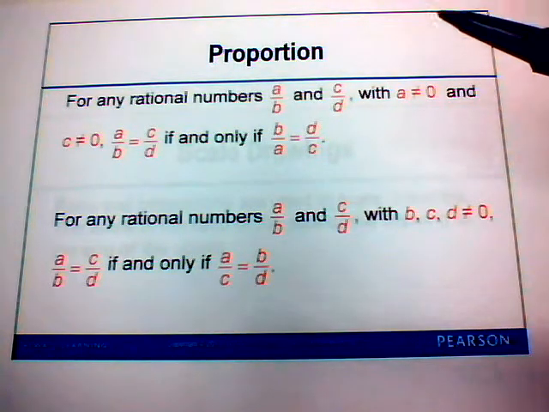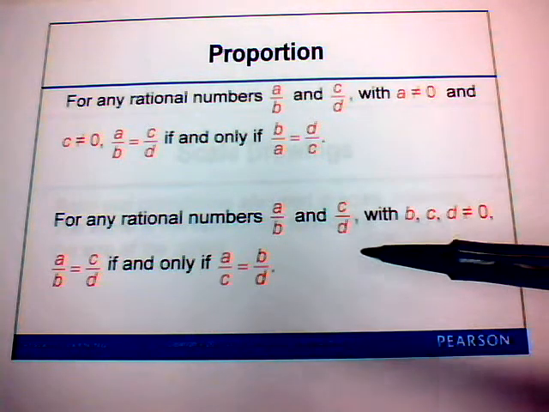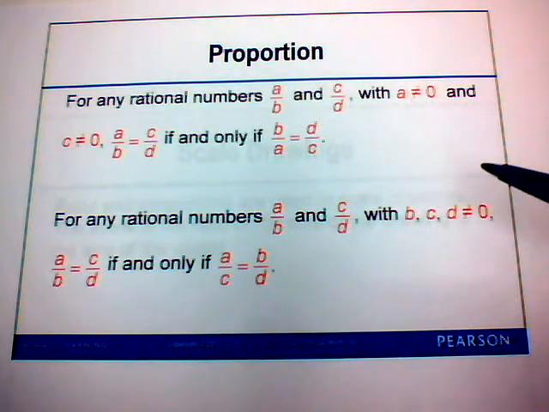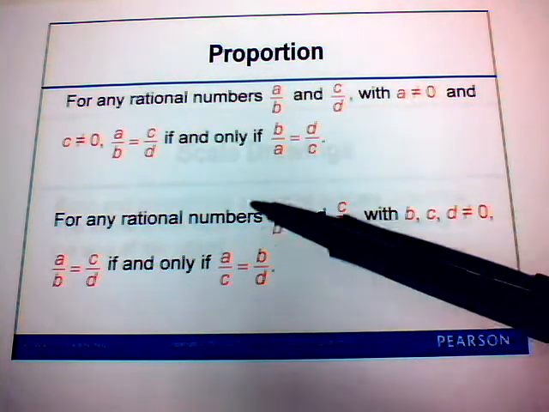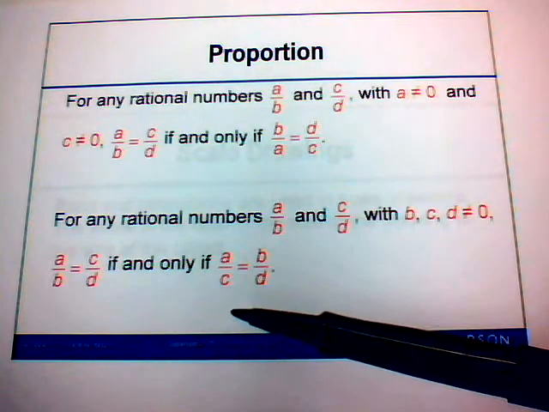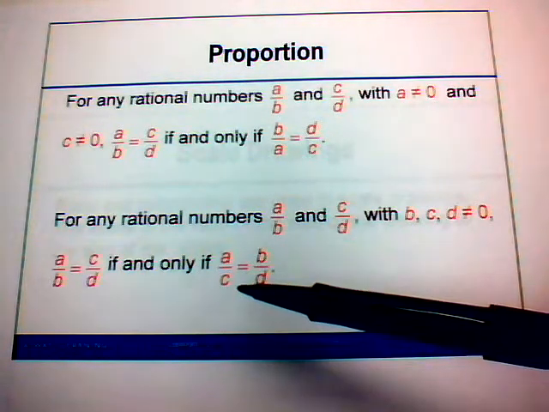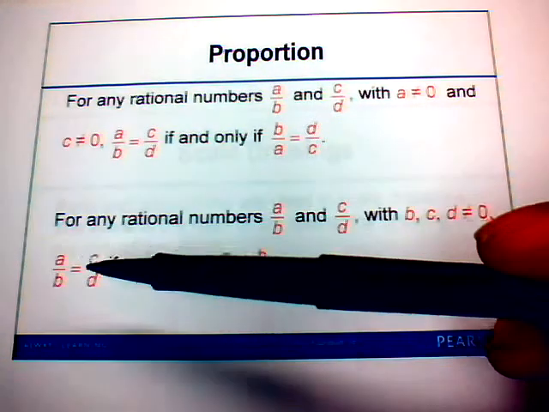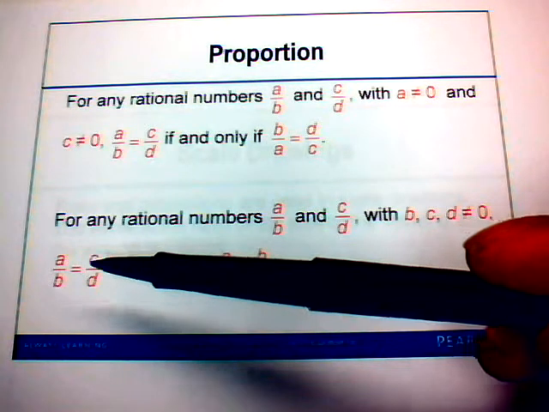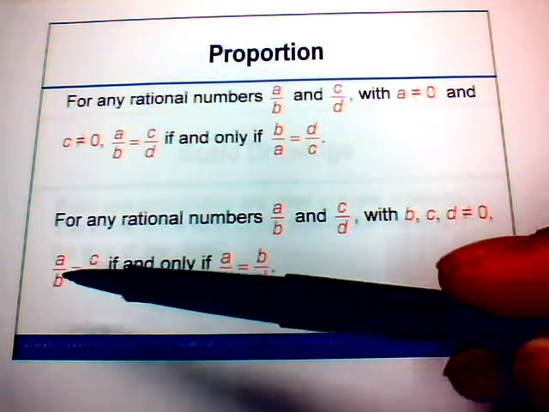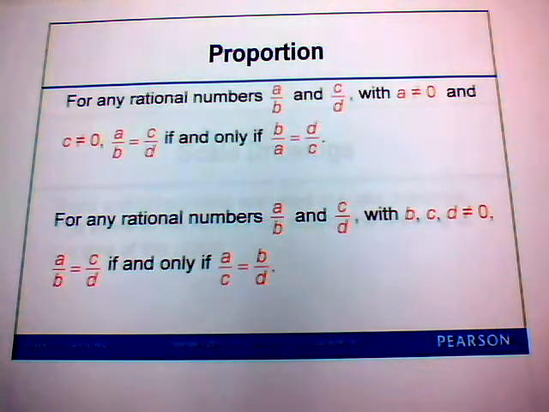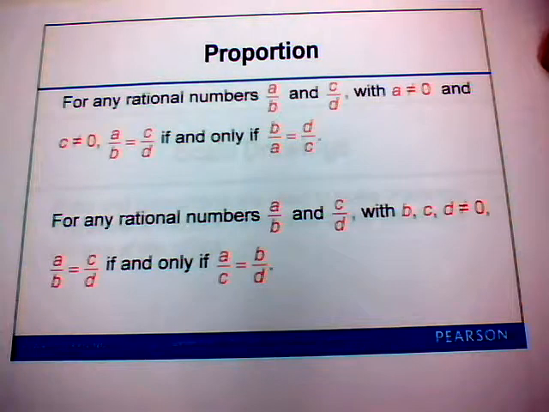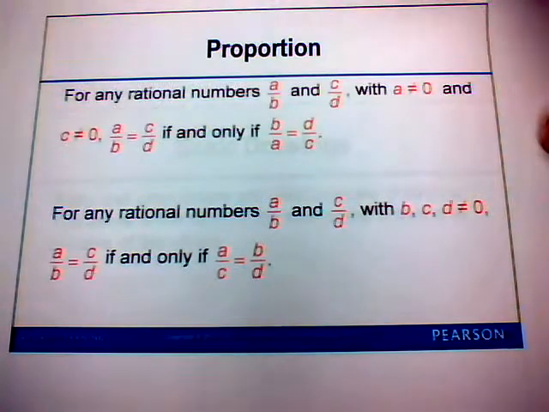And for any rational numbers a over b and c over d, where b, c, and d are not equal to 0, a over b will equal c over d if a over c is equal to b over d. In other words, the ratio of the numerators is equal to the ratio of the denominators. That's basically what that statement is saying.